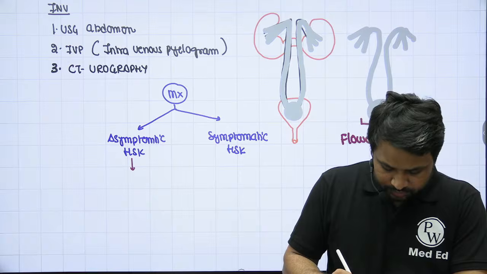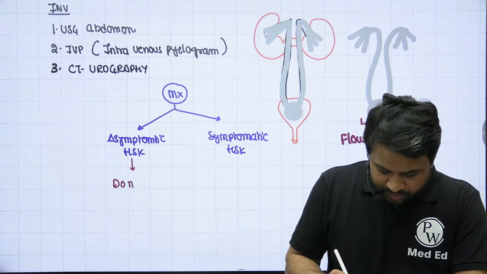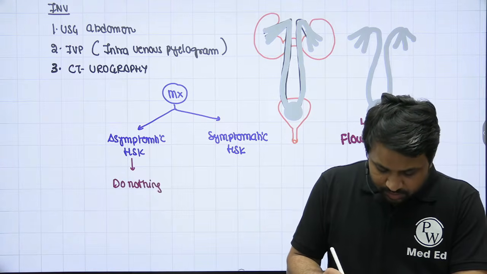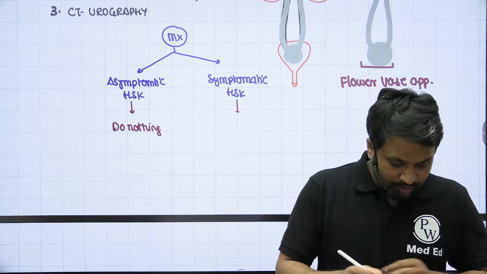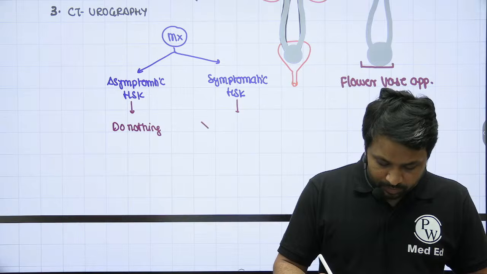An asymptomatic horseshoe kidney patient, now what would you like to do? Do nothing. Leave the patient and ask them to enjoy. Symptomatic horseshoe kidney, if it is because of sharp angulation, then you have to do a pyeloplasty.